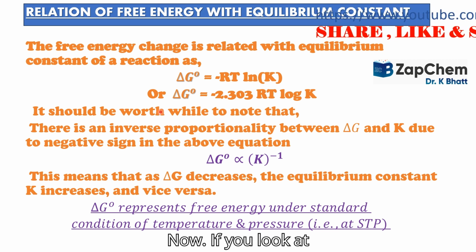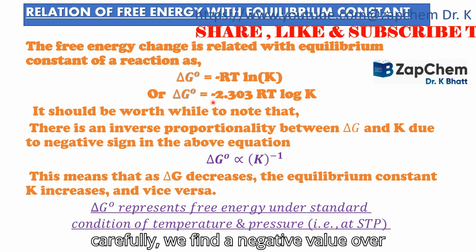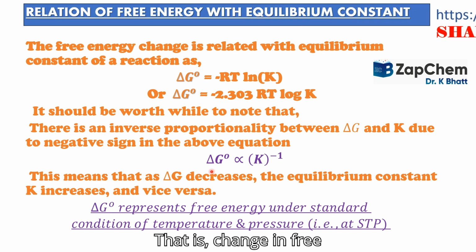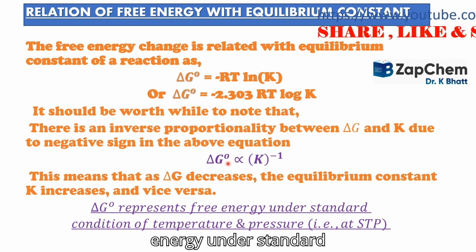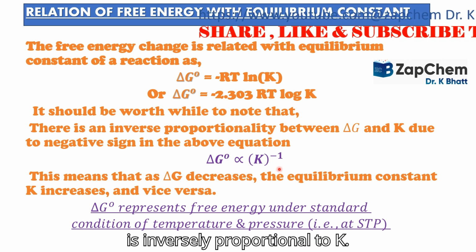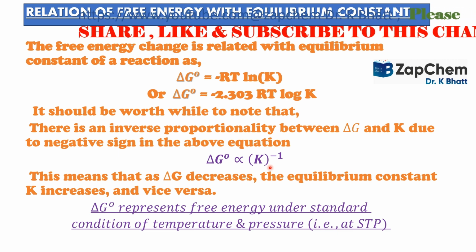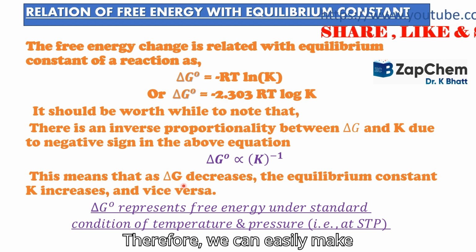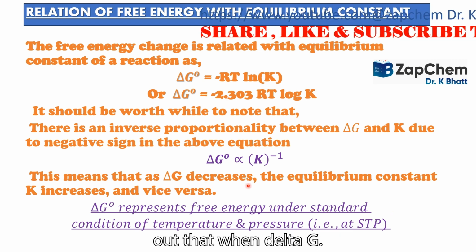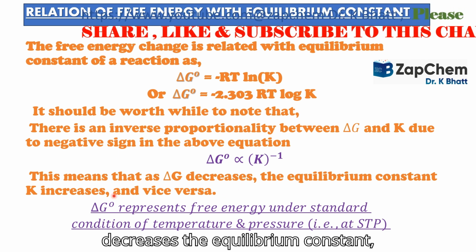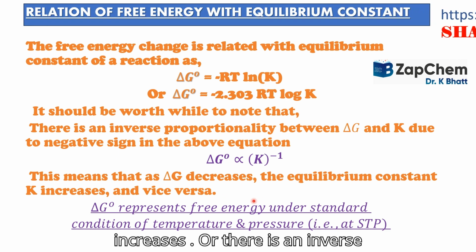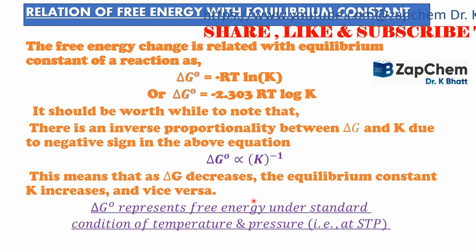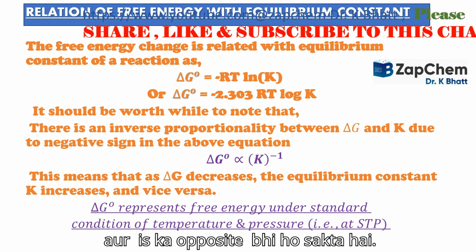Now, if you look carefully, we find a negative sign over here. That means delta G naught, that is the change in free energy under standard conditions, is inversely proportional to K. And therefore, we can easily make out that as delta G decreases, the equilibrium constant increases. Inverse relation: delta G घटेगा तो equilibrium constant बढ़ेगा, और इसका उल्टा भी हो सकता है.